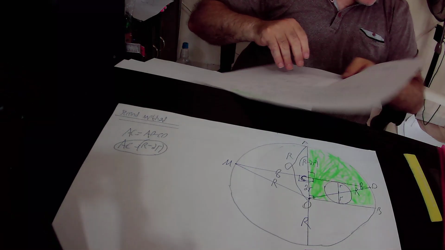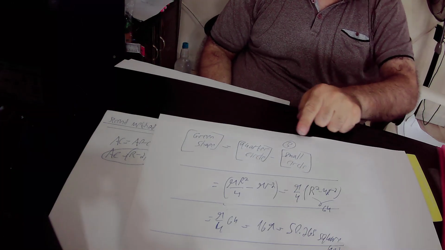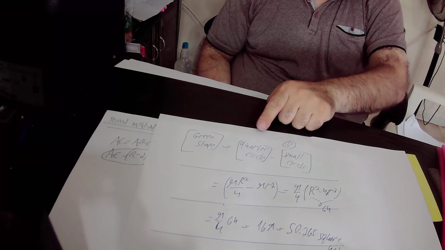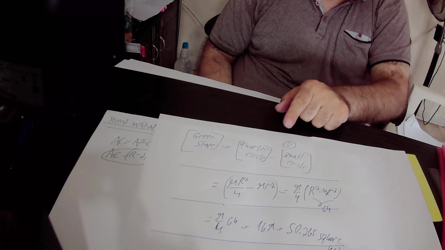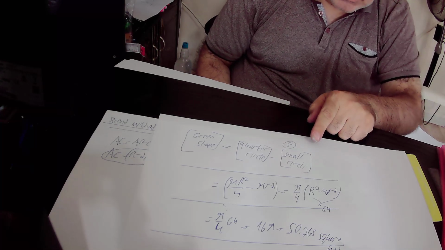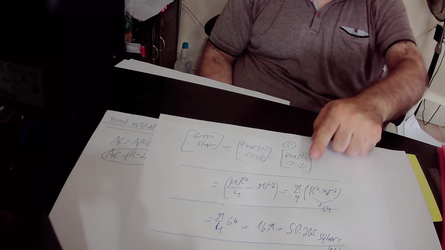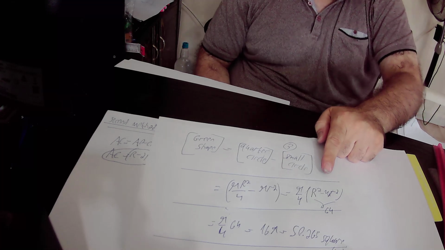But what is the area of the green shape? The area of the green shape equals the area of the quarter circle minus the area of the small circle. We already found out that the area of the quarter circle equals pi times capital R squared over 4. The area of the small circle equals pi R squared. Then we took pi over 4 as a common factor out of those two expressions, so inside the brackets we are left only with capital R squared minus 4R squared.